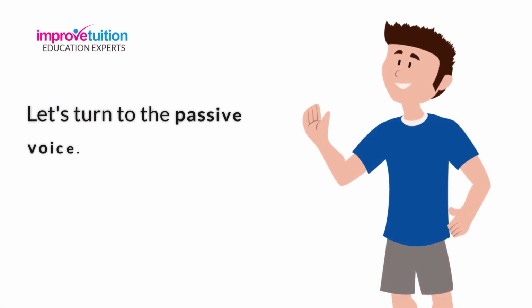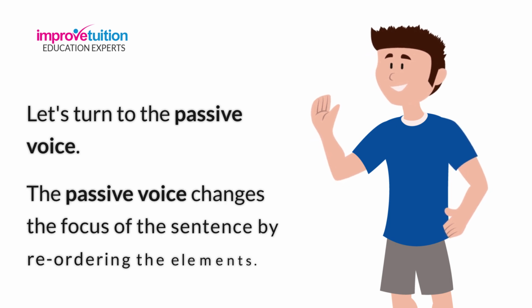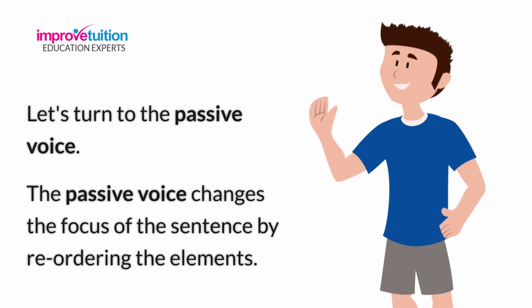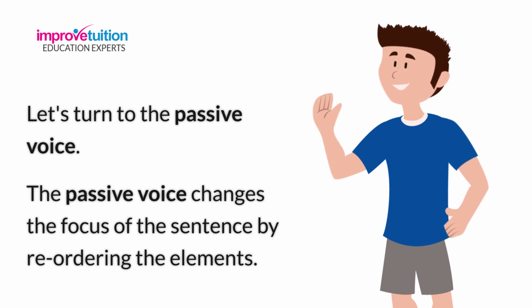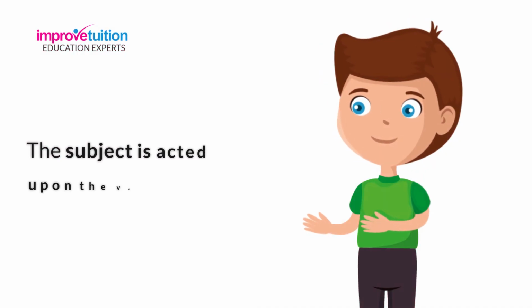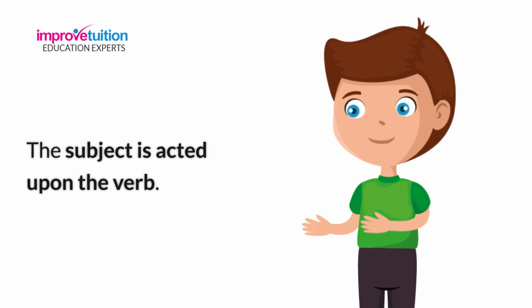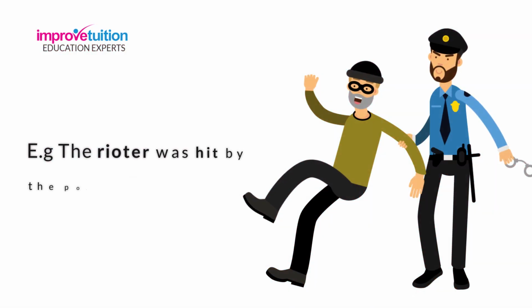Let's turn to the passive voice. The passive voice changes the focus of the sentence by reordering the elements. The subject is acted upon by the verb. Let's look at an example.